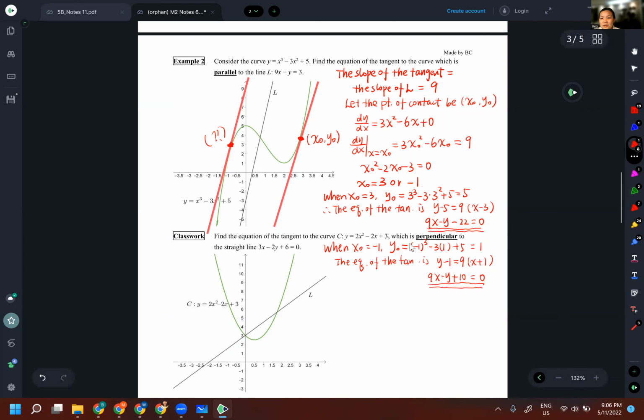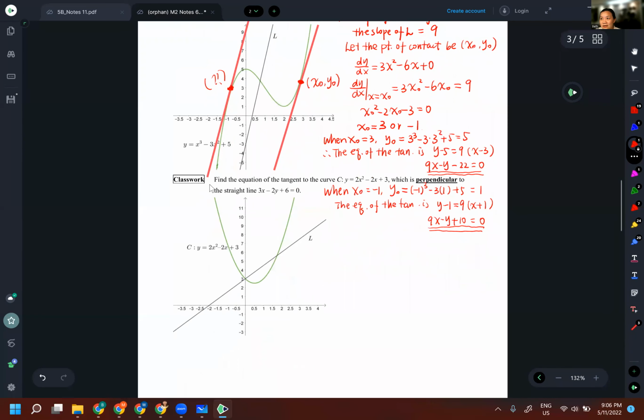Now, how many answers there are depends on the curvature of the curve, right? If this curve has more waves, then maybe even more. But for this curve, only 2. Yeah, you can do the classwork and find out how many there are. Pay attention. In the classwork, the tangent is perpendicular to L, not parallel, perpendicular to L.